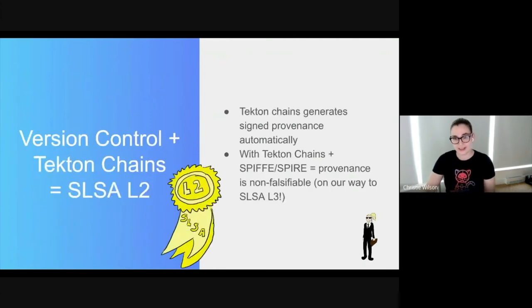So what's great is with Tekton Chains, as long as you're using version control, which you definitely should be, but assuming we could take that for granted for a moment, which I know isn't true for everyone. So if you want to start somewhere, definitely start with version control. But assuming we've got version control in play, if you add Tekton Chains, you can get SLSA level two right out of the box. And then with the addition of Spire, as Priya was discussing, you can actually be on your way towards SLSA level three.